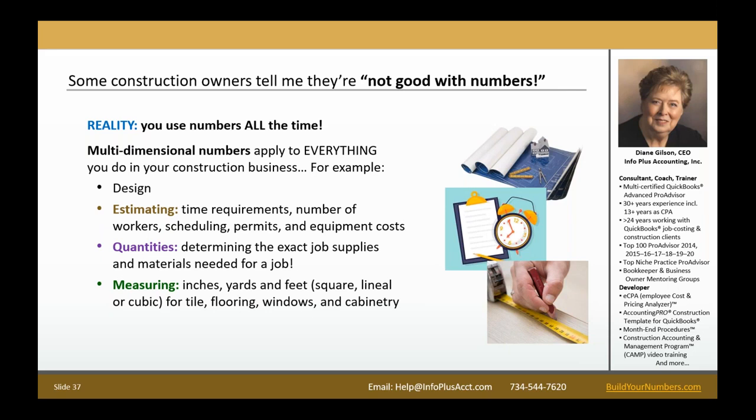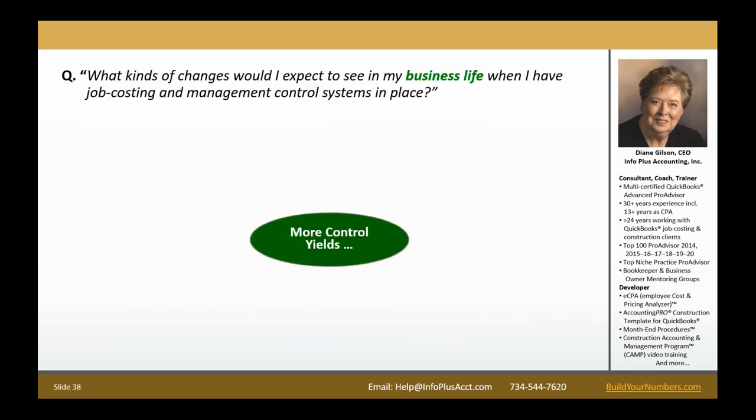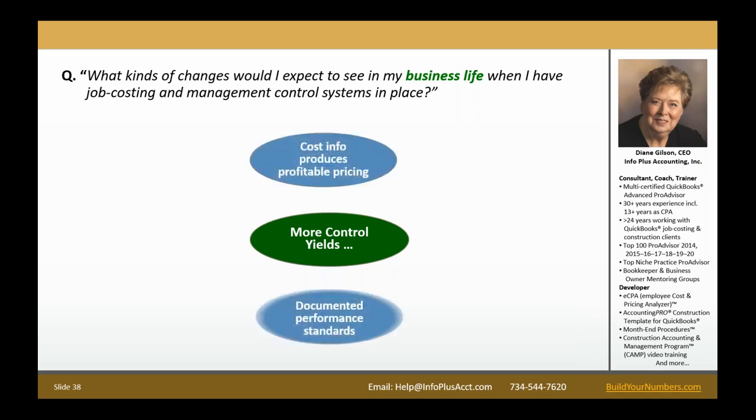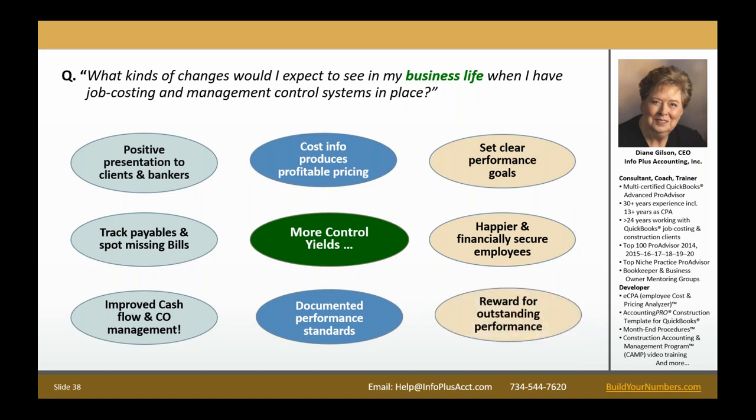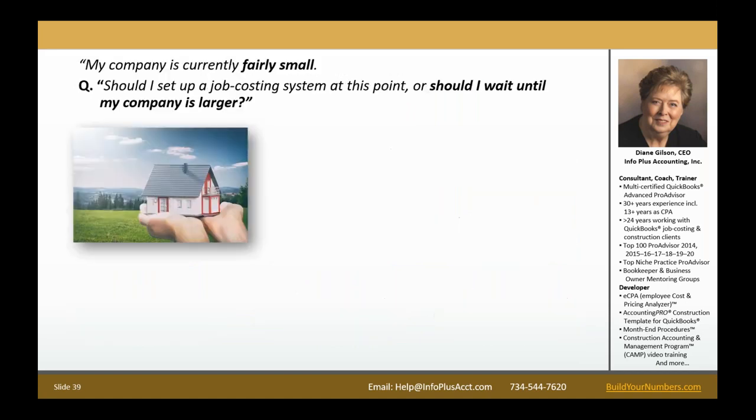So design, estimating, quantities, measuring. You live and work with your numbers day in and day out. Accounting is just another number system that you can learn. Terminology is a little different, but you can pick it up. I have faith. So what kinds of changes would you expect to see in your business life when you've got a job costing and management control system or systems in place? And I could spend an hour on this slide, but I'm just going to start popping some of these things in. And you can go back in your slides and look at these and think about them a little bit later. These all are great outcomes from those systems.